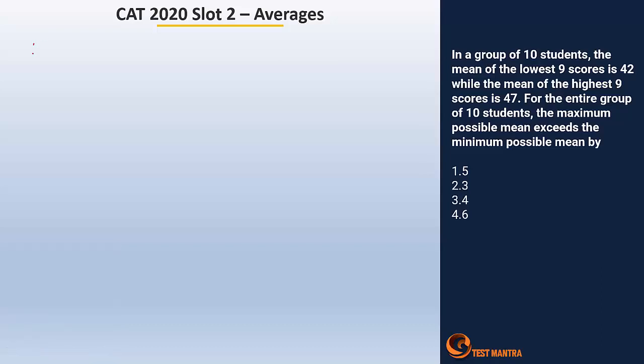So my first condition given is nothing but 10 students are there. Let's mark these students for the time being. Let's consider the students are 1 2 3 4 5 6 7 8 9 and 10. Right, they are the students available here. While the mean of the lowest 9 scores is 42 while the mean of the highest 9 scores is 47.